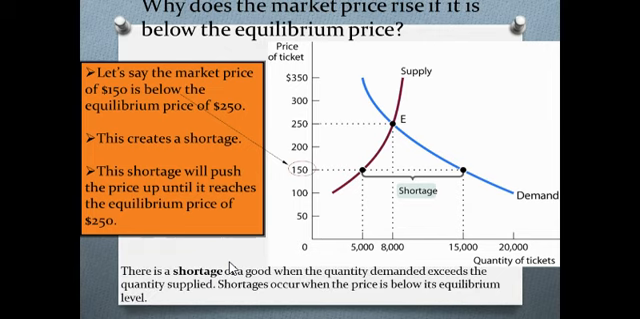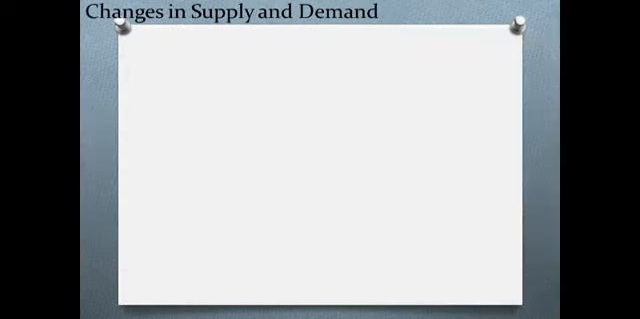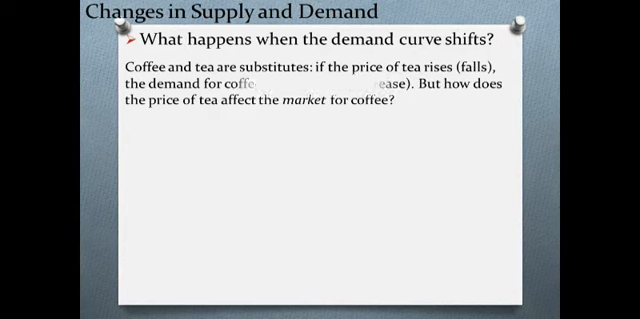A shortage of a good occurs when the quantity demanded exceeds the quantity supplied. They occur when the price is below equilibrium level. So, changes in supply and demand. What happens when the demand curve shifts? Let's look at an example.